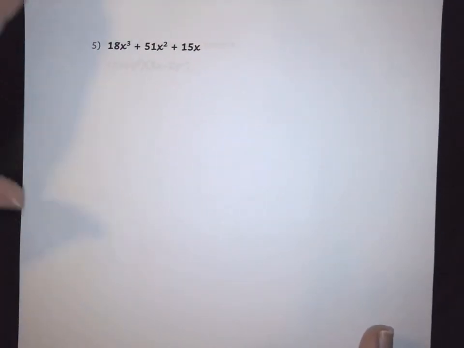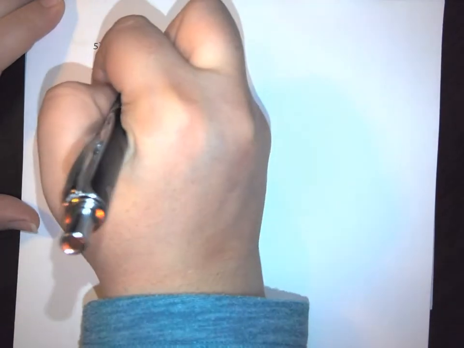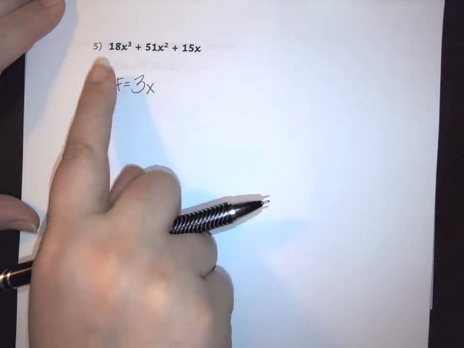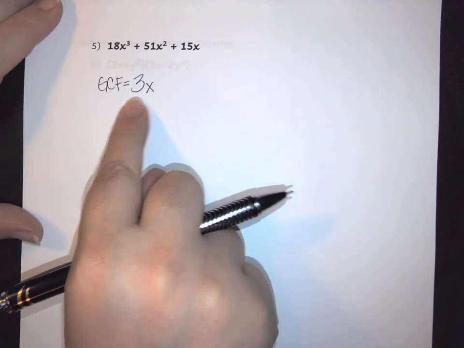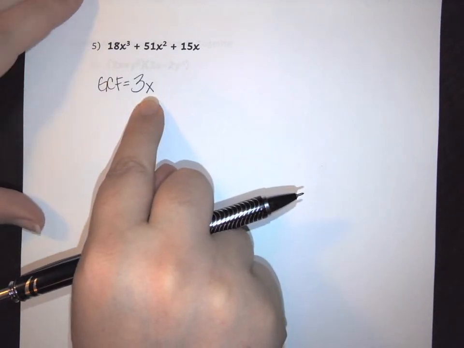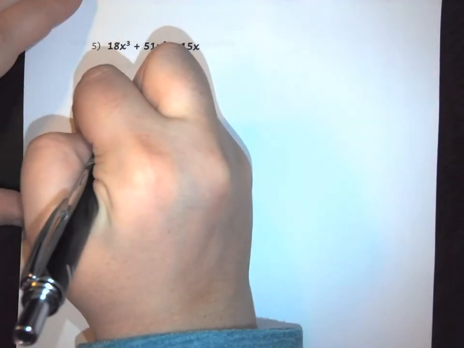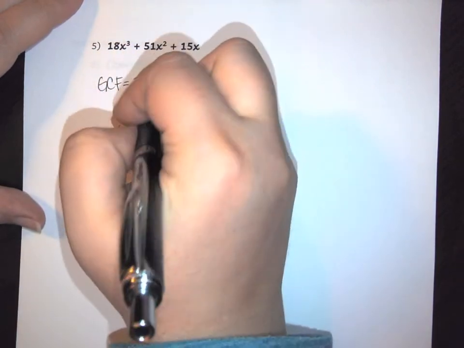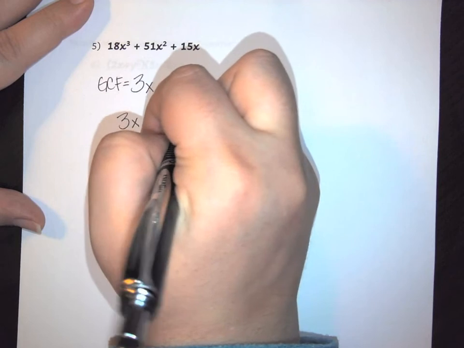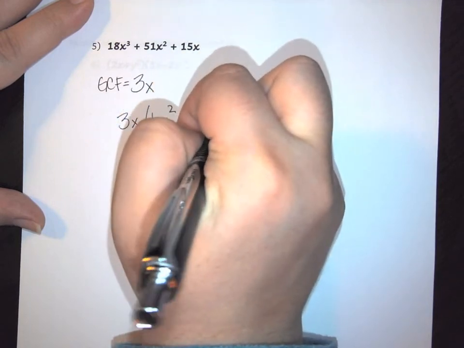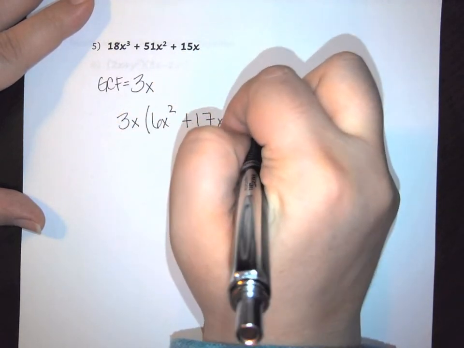Alright, let's take a look at another one. In this case, I have a greatest common factor of 3x. Notice I have an x in all of my terms, so I want to make sure and pull out all of the factors. So this is going to become a 3x on the outside, and it's going to leave me with 6x squared plus 17x plus 5.